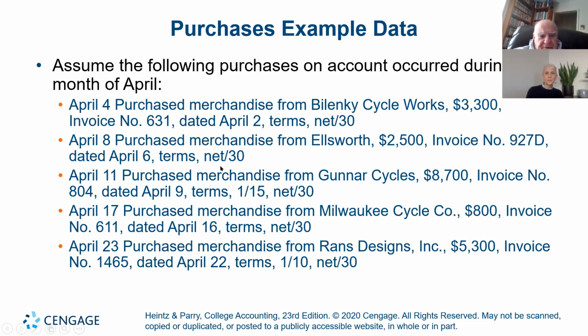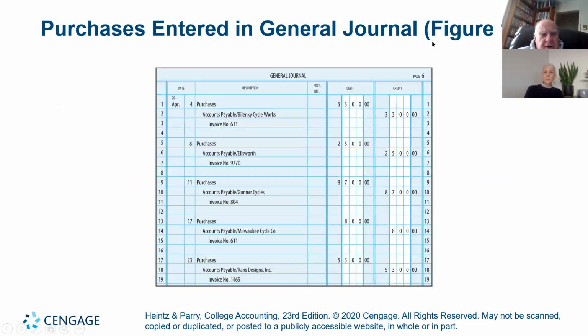I'm just looking to see if anything's different here. We purchase from this guy. We purchase here. So these are all the same. These are all purchases on account. So on April 4th, our journal entries, we debit purchases, credit accounts payable. Okay, not too bad there.